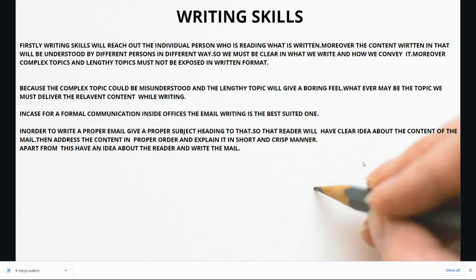Then address the content in a proper order and explain it in a short and crisp manner. Apart from this, have an idea about the reader and write the mail. Because if your reader doesn't know English and you're sending the mail in English, there is no use in that. So have a mindset about the reader.